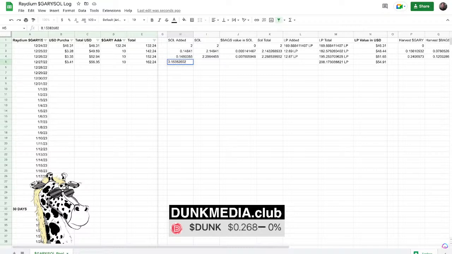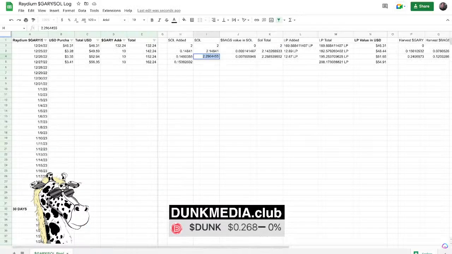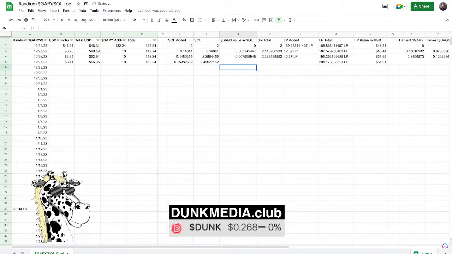I'll just do this on my computer's calculator. It's easier than the website one. So the SOL that I just added, plus the SOL from yesterday, so that's the amount of SOL that I've added now. So yep, it's just a little bit more.